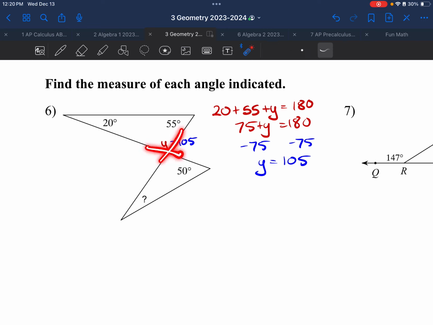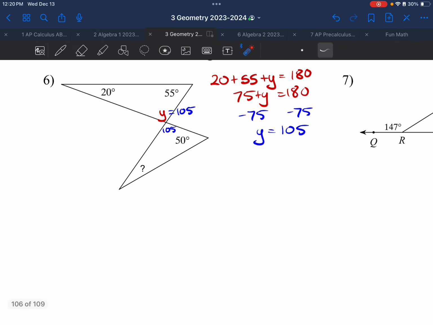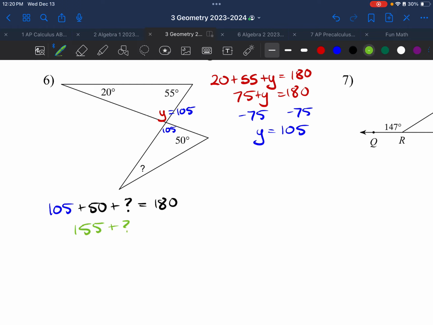And because of vertical angles, this angle down here is 105 as well. And I know that this angle and this angle add up to 180. So I'm going to say that: I have 105 plus 50 plus the question mark, and all of those should add up to 180 degrees. Combining like terms, I get 155 plus the question mark is equal to 180. If I subtract 155 on both sides, I get question mark is equal to 25. So 25 degrees is my final answer. I'll box that.